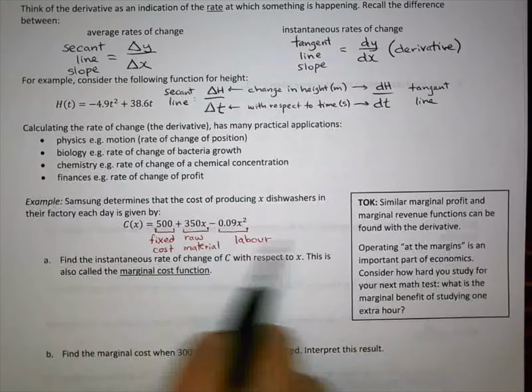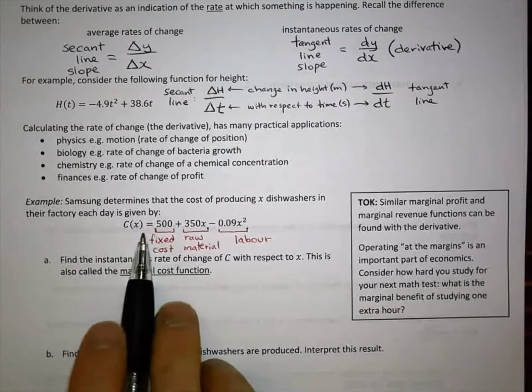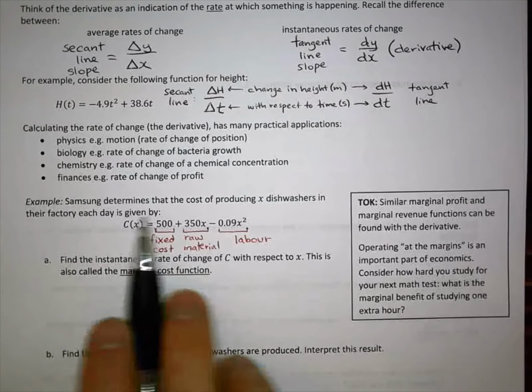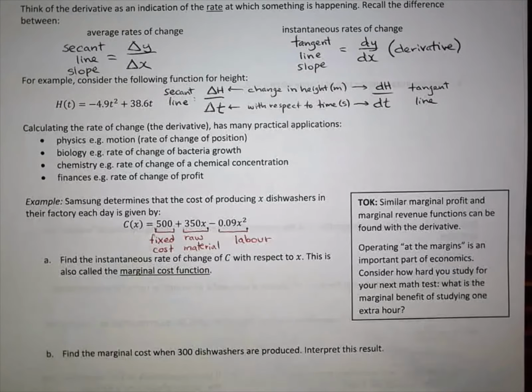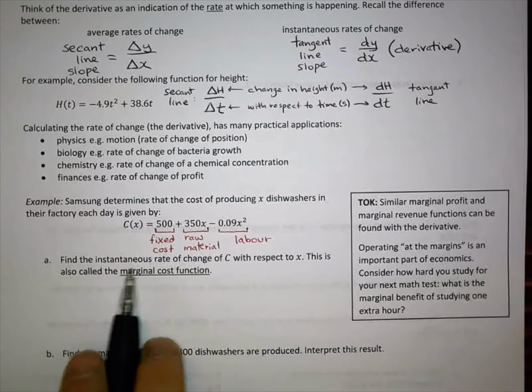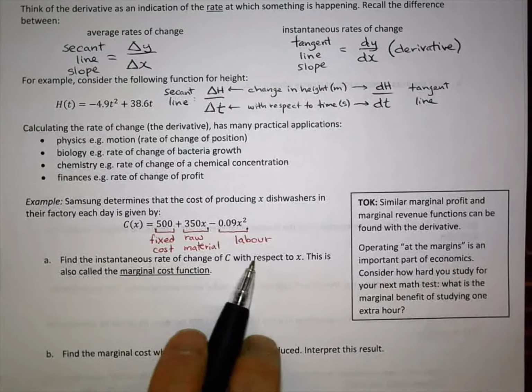Whatever the way they determined it, we have a cost function. And so if I sub in 50, I can find the cost of making 50 dishwashers. Now, let's find the instantaneous rate of change of C with respect to X.